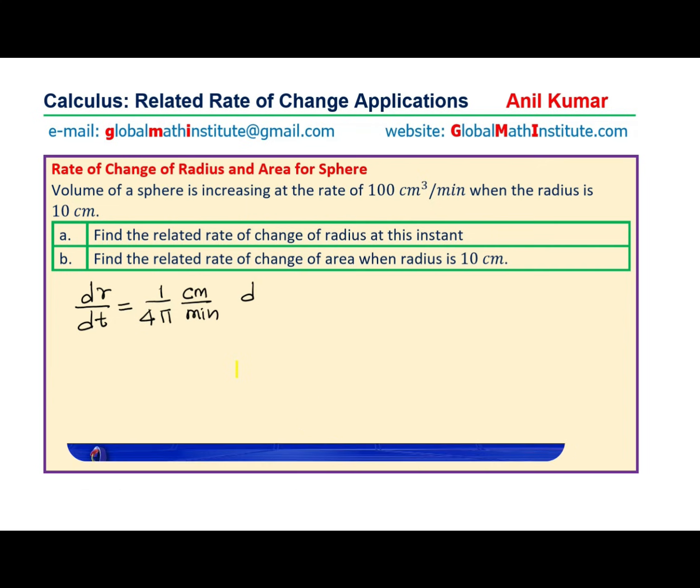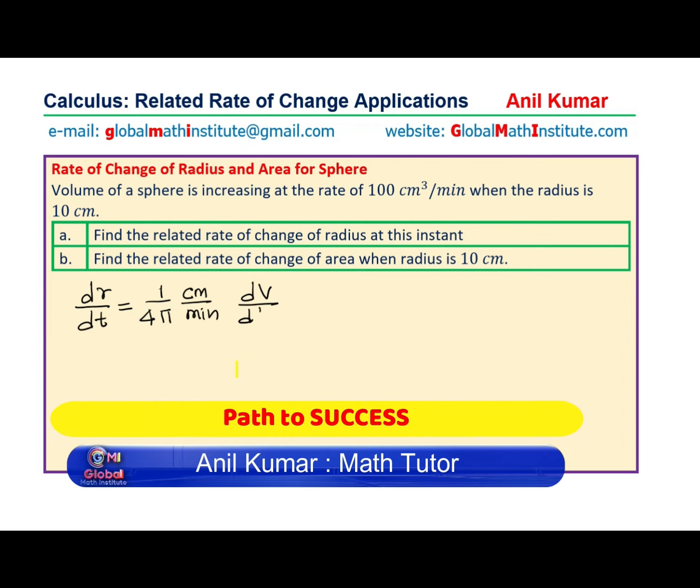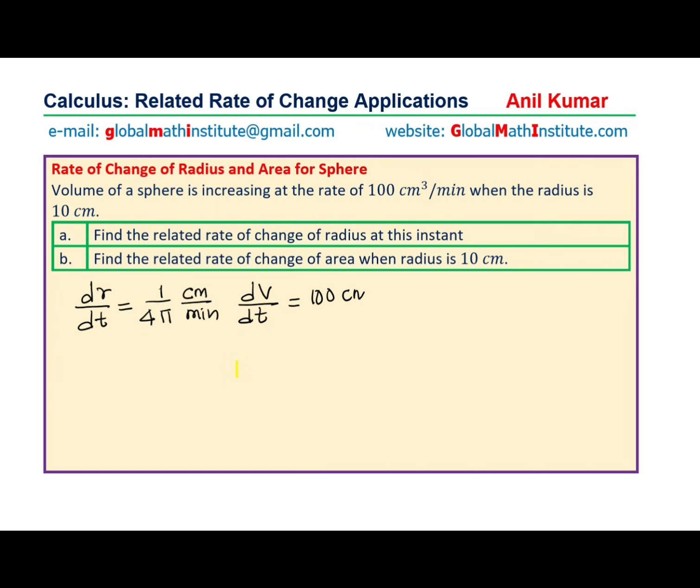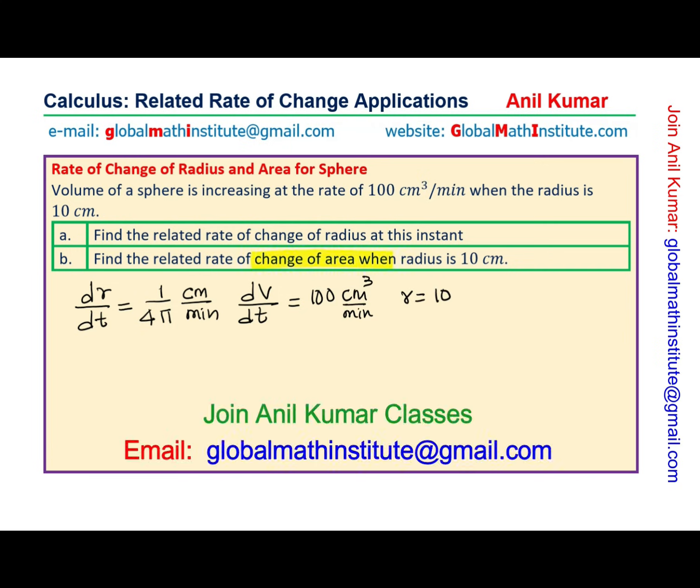We are given dV/dt as 100 centimeter cube per minute. r is 10 for us. Now to find the rate of change of area, what is the area of a sphere? Well, the area of the sphere is 4 pi r squared, correct?